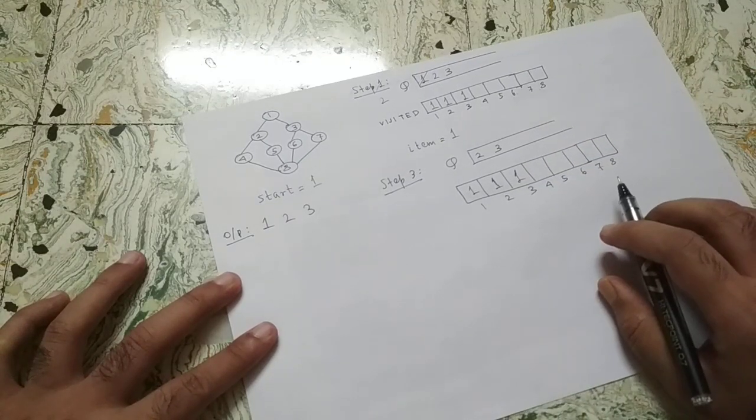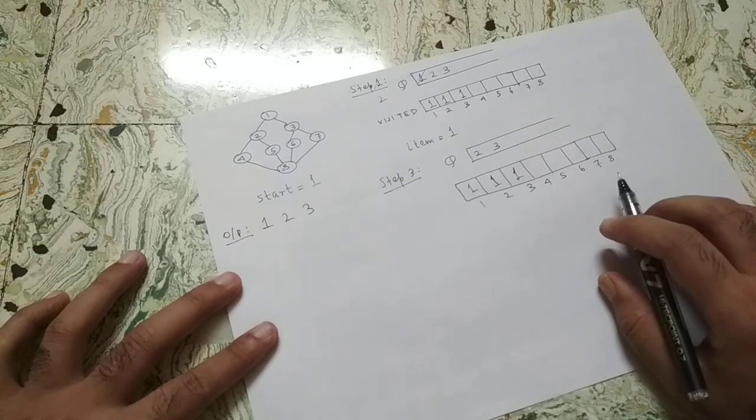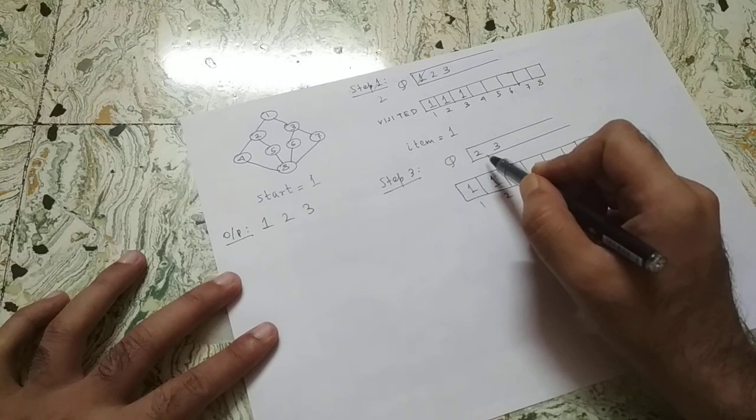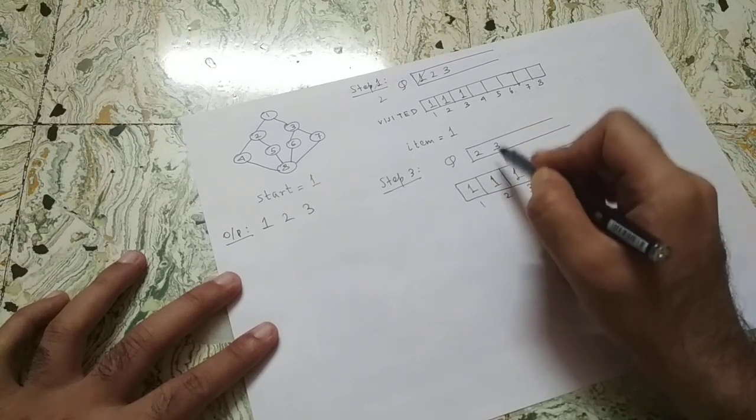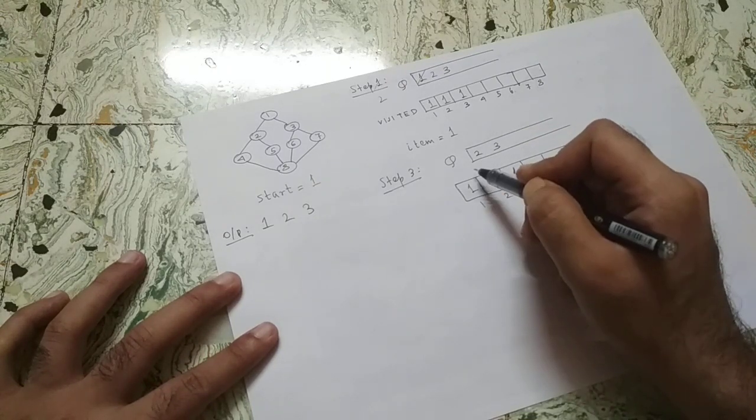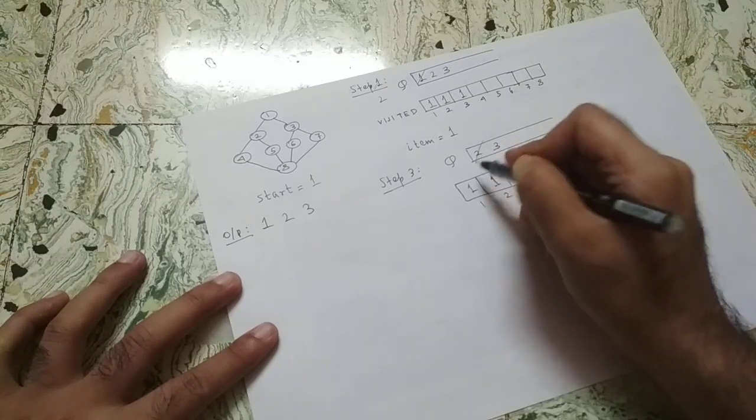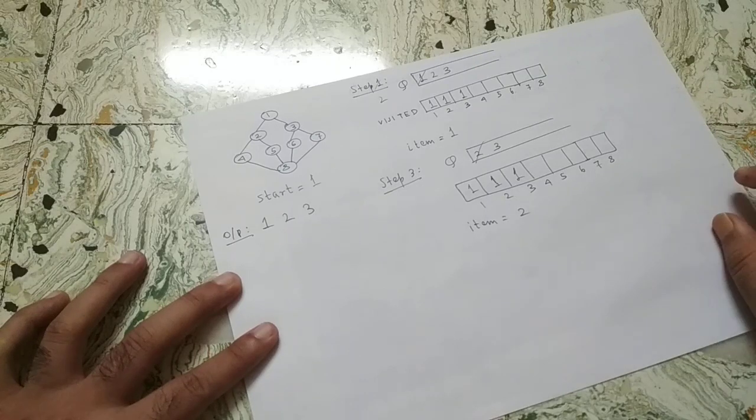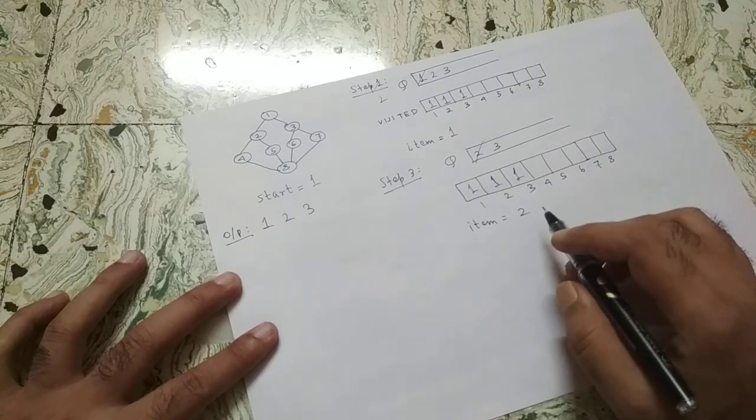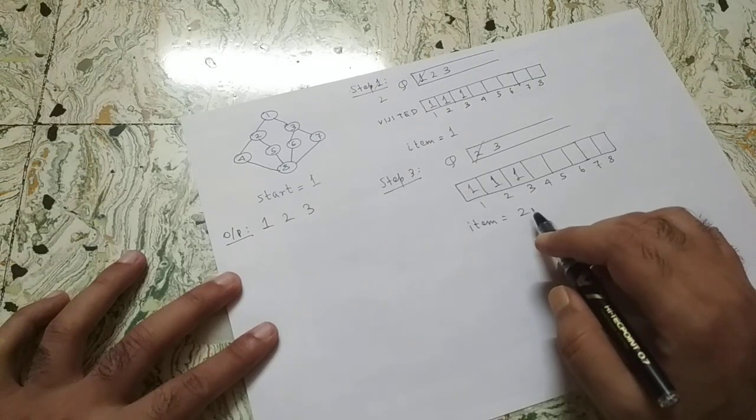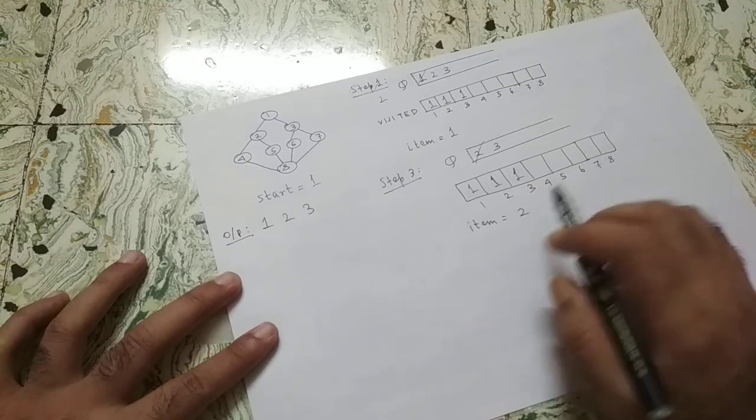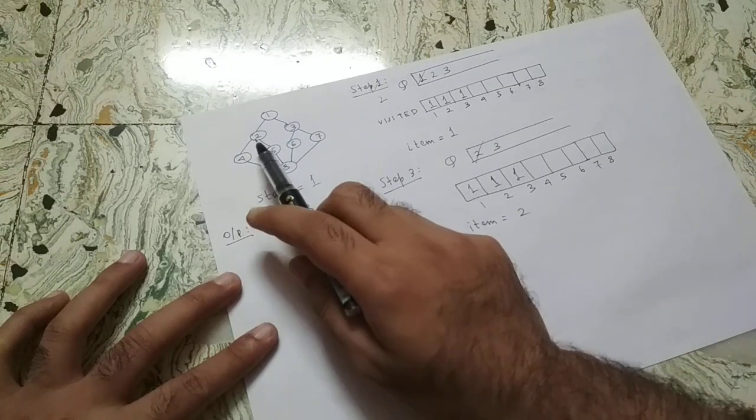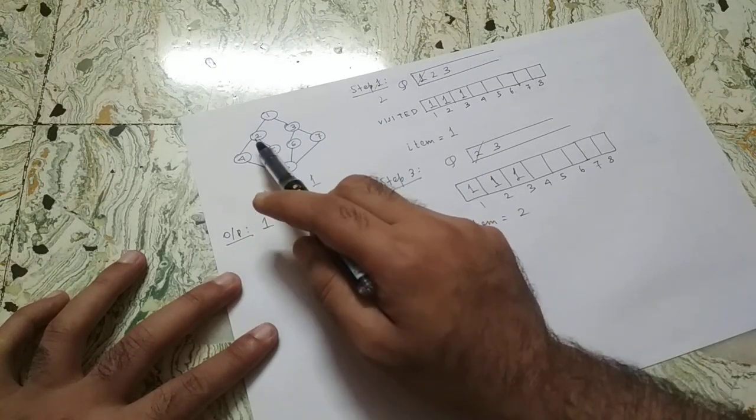Next, I'll perform a dequeue operation. We know that a queue follows a first in first out algorithm. So the element which was inserted first will go out first. 2 was inserted before 3, so it will be taken out before 3. So now item contains 2. Now you look at this node's adjacent vertices. What are the adjacent vertices of 2? The adjacent vertices of 2 are 1, 4 and 5.